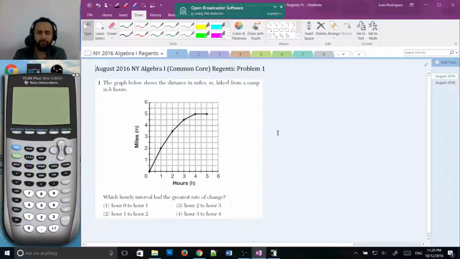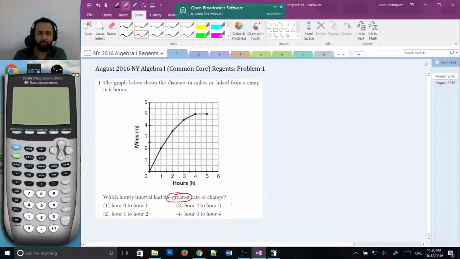Which hourly interval had the greatest rate of change? I circled the word greatest, because it's a common mistake to look for the least rate of change when you're looking for the greatest. So hour 0 to hour 1, hour 1 to hour 2, hour 2 to hour 3, or hour 3 to hour 4.